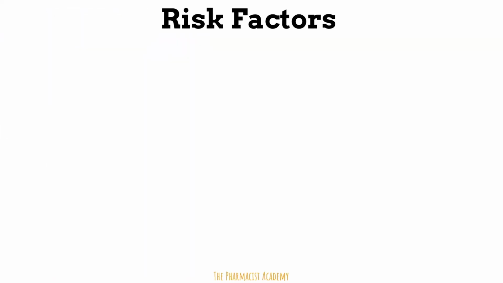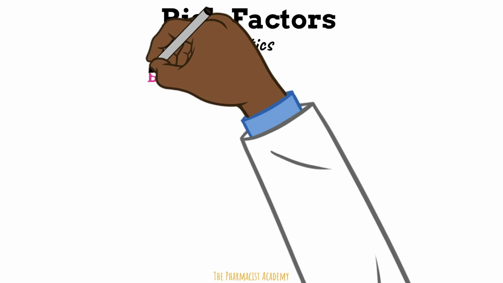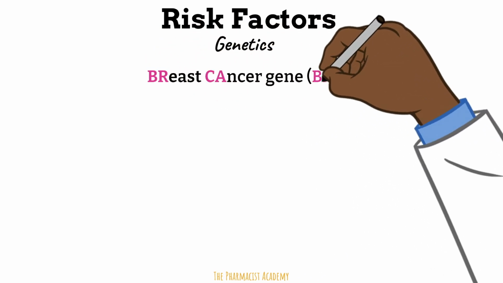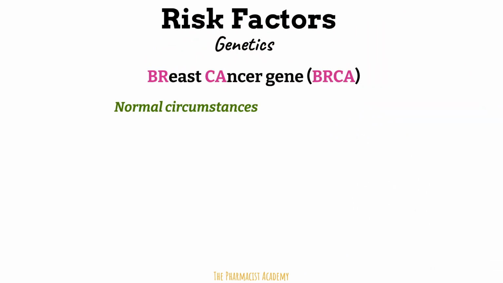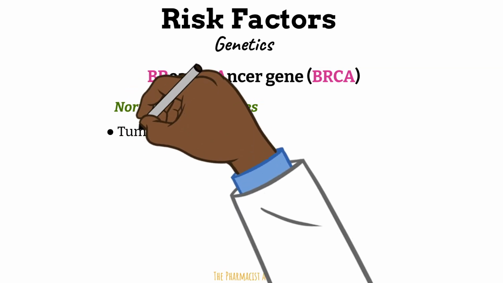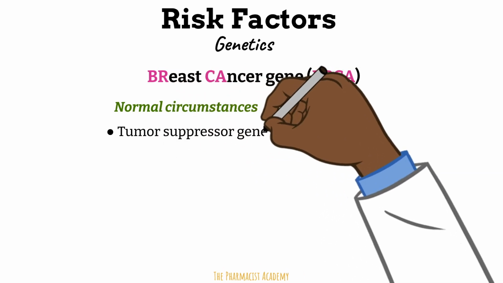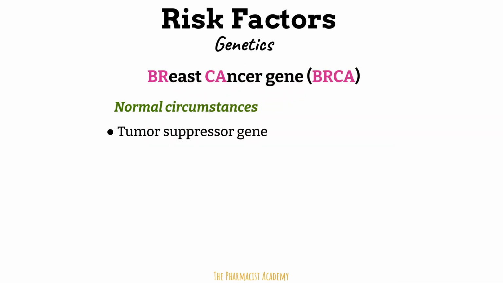The last risk factor, and probably the most significant one that I would like to talk to you about, is related to genetics, specifically the breast cancer gene or the BRCA gene. So this gene is naturally found in the body, and in normal circumstances, it plays a major role as a tumor suppressor gene. This means that it encodes for proteins that stop cells from dividing uncontrollably. And what usually divides uncontrollably? Cancer cells or tumors. So it's a tumor suppressor.